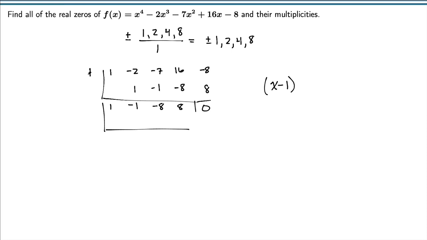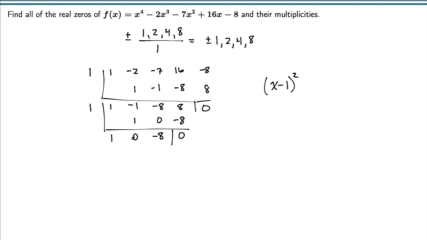Just because something has worked once doesn't mean it won't work again, because it may be a zero of multiplicity more than 1. So let's try 1 again and go through our synthetic division. And look at that, it actually works out for us again. We got another 0 at the end. So that tells us that we actually have another x minus 1. I'll go ahead and put a squared there.